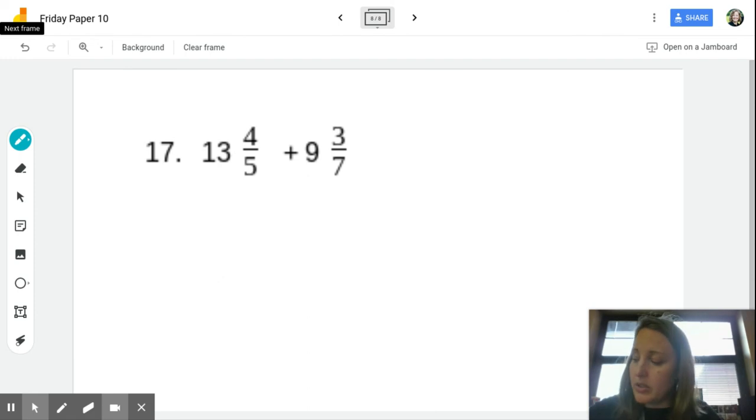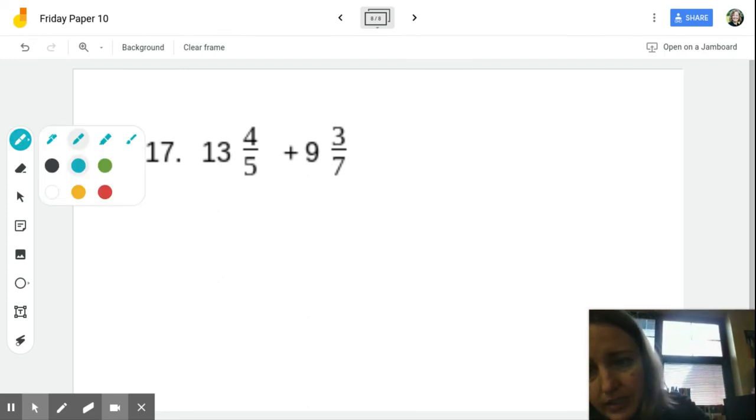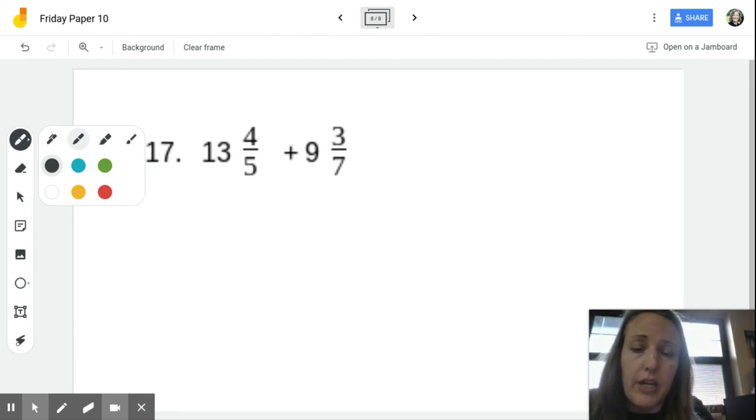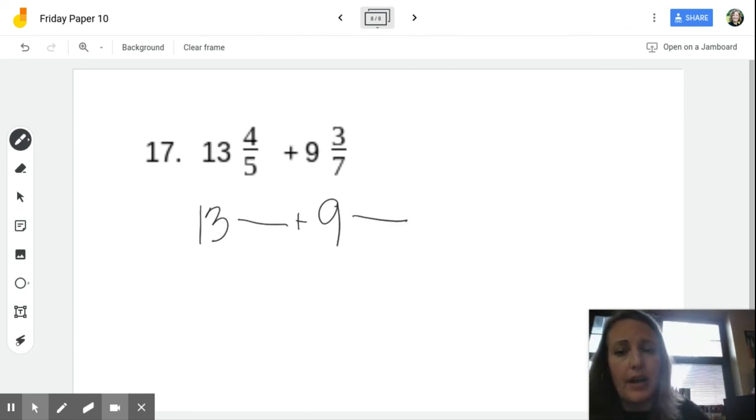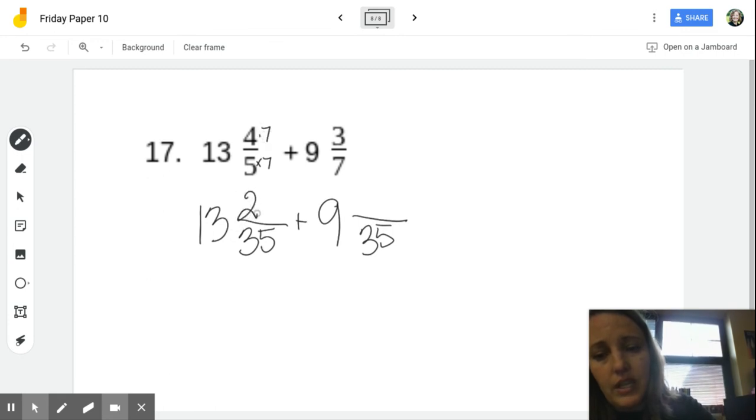I found this one to be a little bit tricky. Let's go ahead and do it how I've said in the past. Let's not make it improper because these are going to get to be giant numbers. So I'm going to leave my whole numbers, and I know I need to have common denominators when I'm adding fractions. So let's go ahead with 35 here. 5 times 7 is 35. 4 times 7 is 28. 7 times 5 is 35. 3 times 5 is 15.